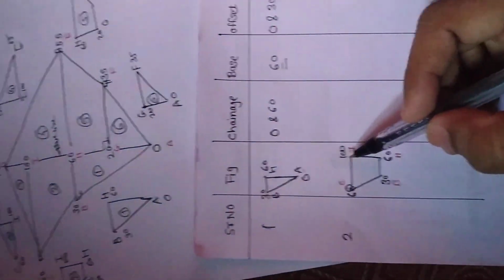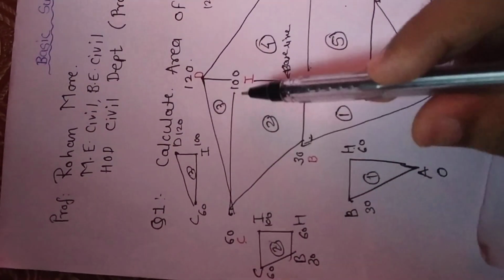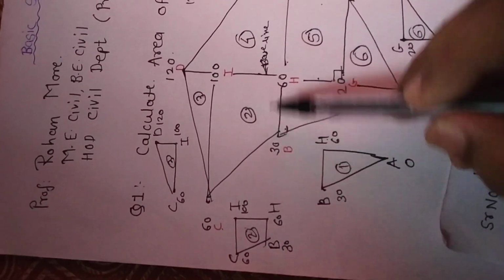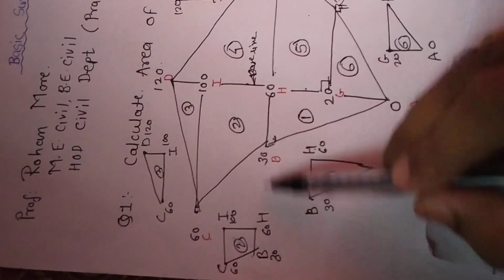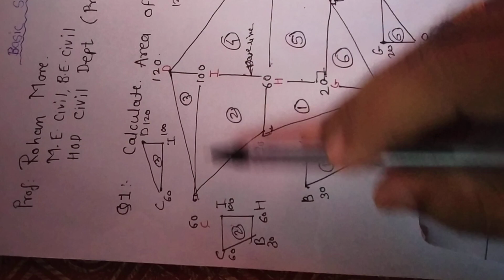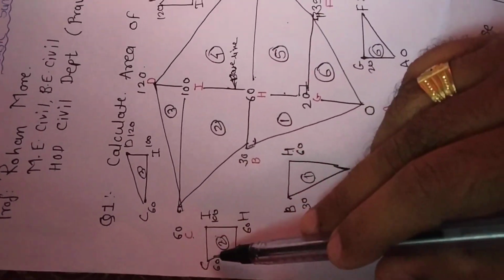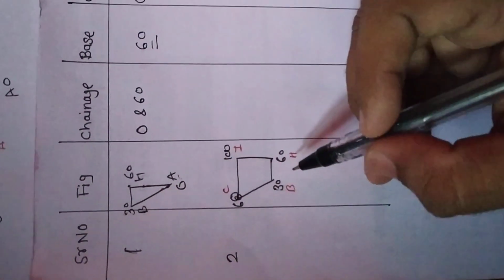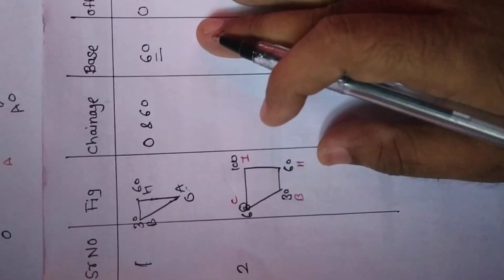Next, figure number 2. I am drawing it here separately. Here is 60, here is 60, here is 30, here is 30. 30 is the offset. There is 100, here is 100, and 60 is the offset. In the table, I am drawing the same figure as in figure number 2.